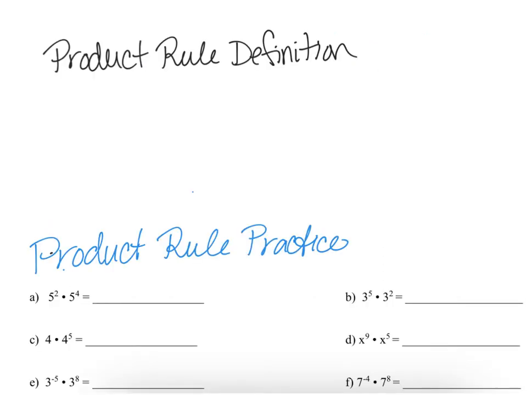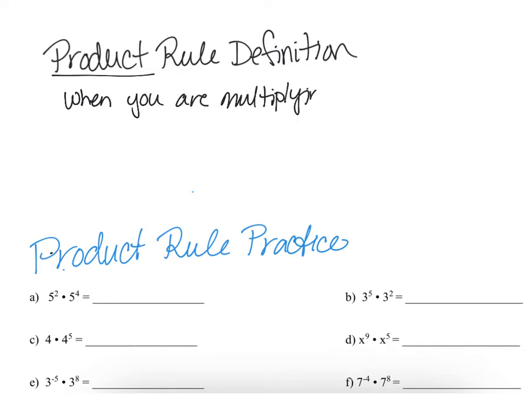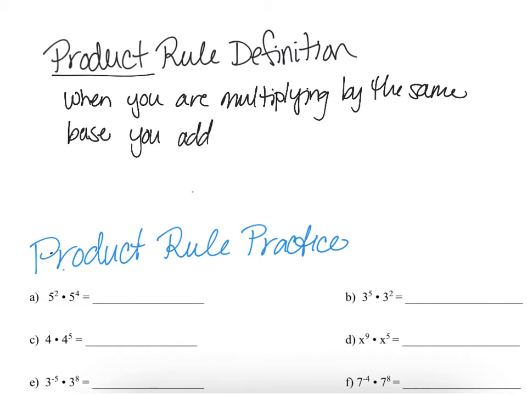So, the actual product rule definition. The product, again, makes us think of multiplication. And the rule says this: when you are multiplying by the same base, so again, the bases have to be the same, you add the exponents. So when we are multiplying the same base, we would add the exponents.